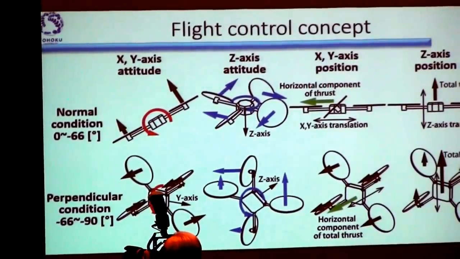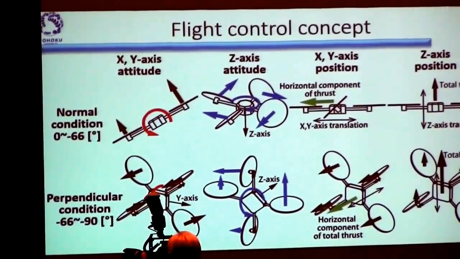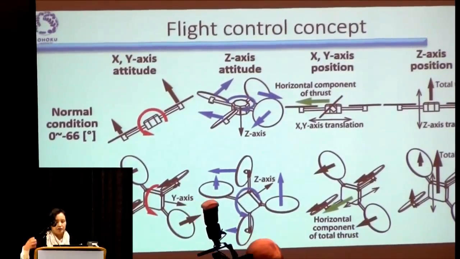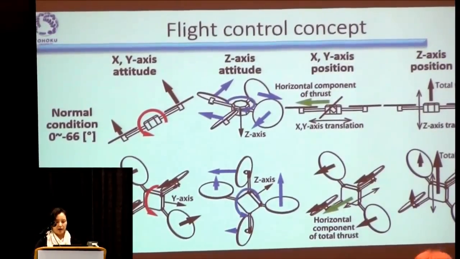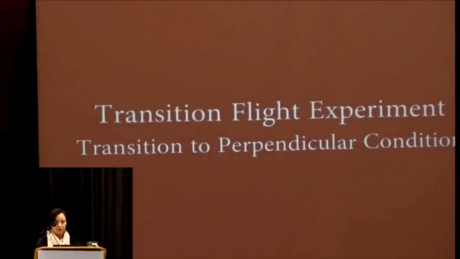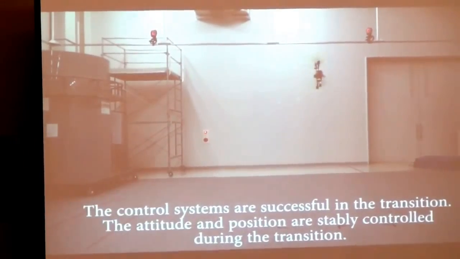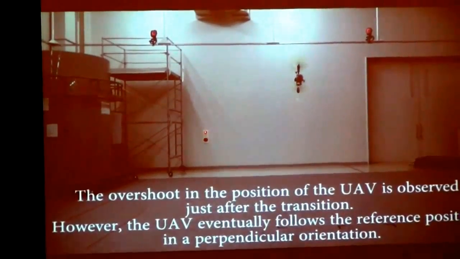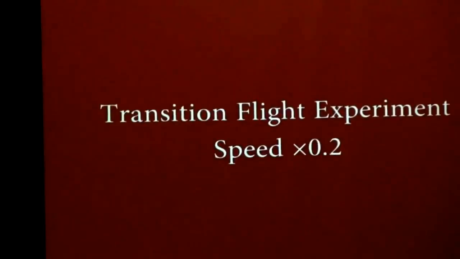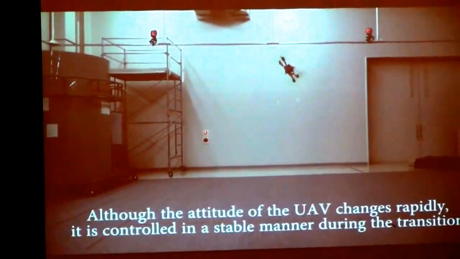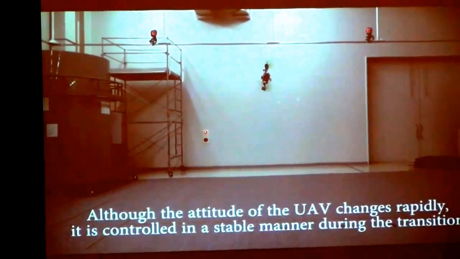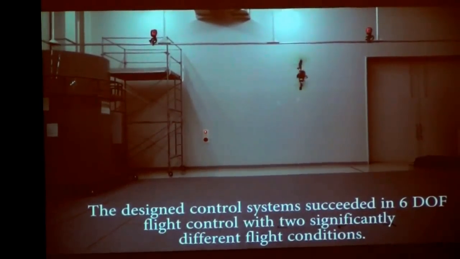So the simple flight control concept is shown here. In the normal condition, for example for XY axis attitude control, we use just the difference between the thrusters. And in the perpendicular condition, we use the tilting angle to change the attitude control. This is the final result we get in this example. We could achieve not only keeping a constant attitude, but also quite stable transition control over a wide range of attitude. So thank you, that's it.